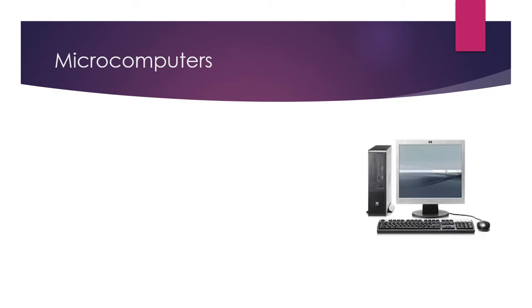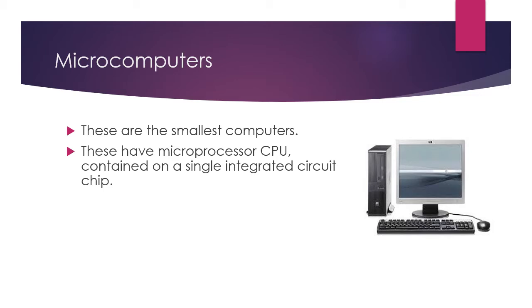Microcomputers. Look at this picture. Isn't it something that we are using now? Yes, it is. A microcomputer is one of the smallest computers. These have a microprocessor CPU. That is, it contains a single integrated circuit chip. So there is only one processor chip in the CPU box. It is also known as personal computer or PCs.